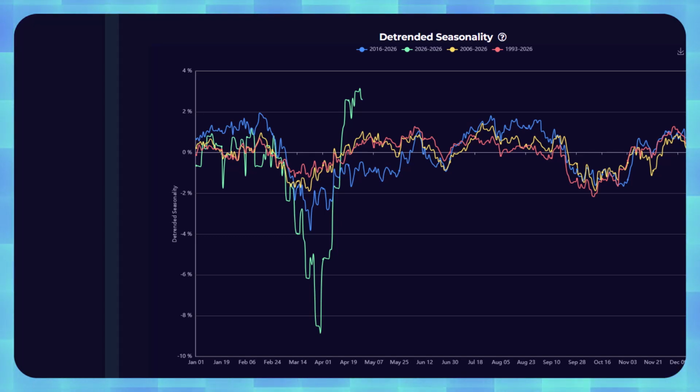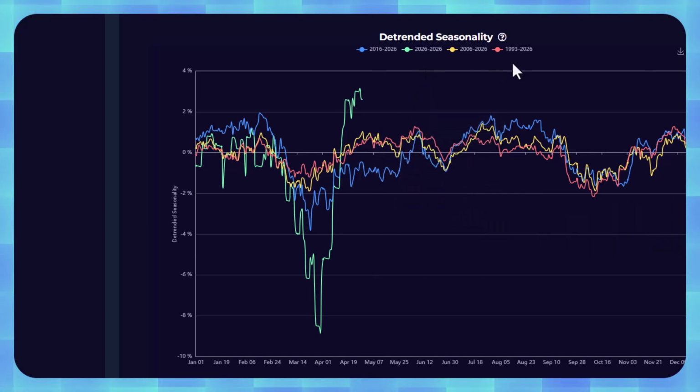Flatter returns than the past 6 months are the norm, but within this period, opportunities to accumulate broader market exposure still exist, especially as we get into the summer rally period between June 27th and July 17th on average.